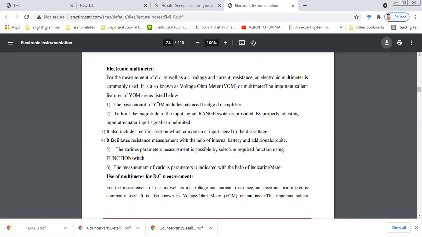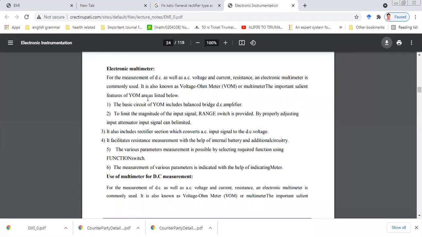The basic circuit includes a balanced bridge DC amplifier. To limit the magnitude of the input signal, a range switch is provided. By properly adjusting the input attenuator, the input signal can be limited. It also includes a rectifier section, which converts the AC input signal to DC voltage. And fourth, it facilitates resistance measurement with the help of an internal battery and additional circuitry.